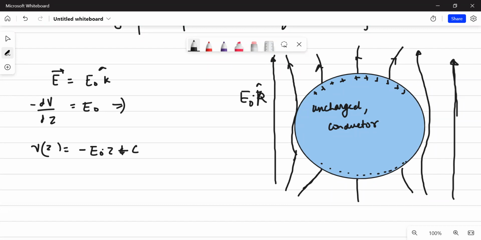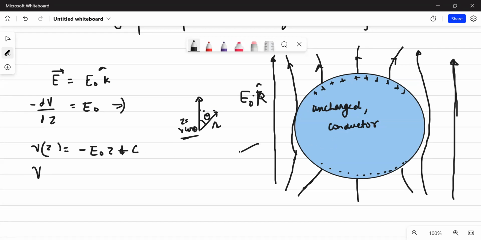Okay. So what you can see is that in spherical polar coordinates, this is your Z axis, and any radial distance is this R, and this is theta. So you can write that your Z is equal to R cos theta. So I can write my Z is equal to R cos theta. So you can clearly see that your function V is a function of R and theta.